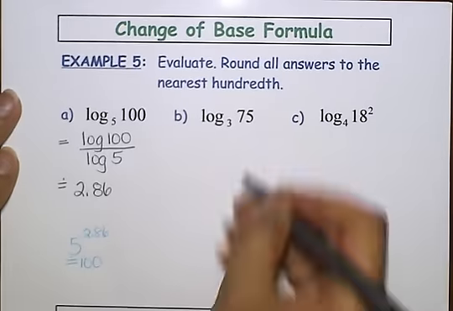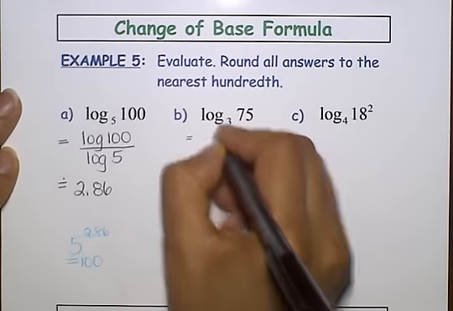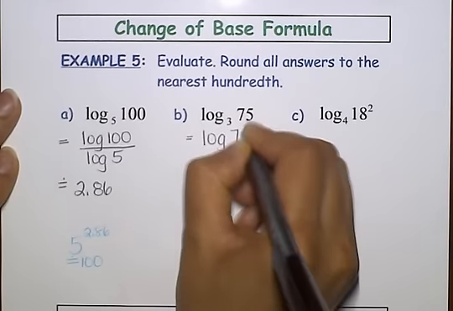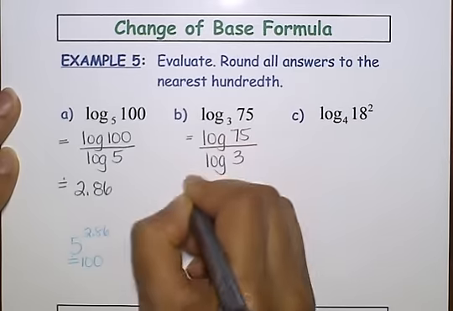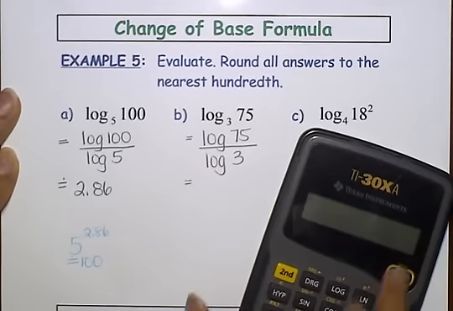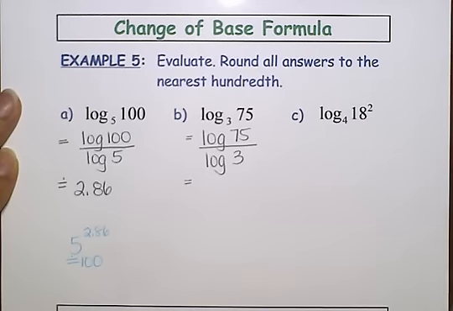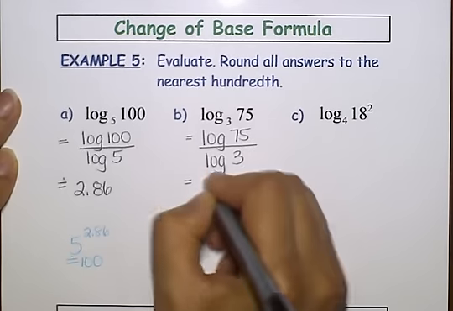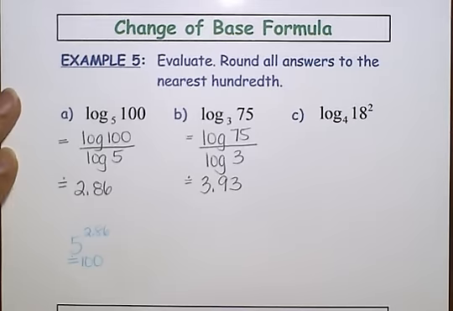Same idea for the next one. So log base 3 of 75 is the same thing as writing log of 75 divided by the log of 3. And again, I'll use my calculator to help me evaluate that. And I get about 3.93 approximately. Okay, the last one's slightly different.